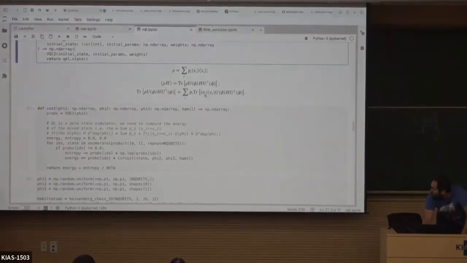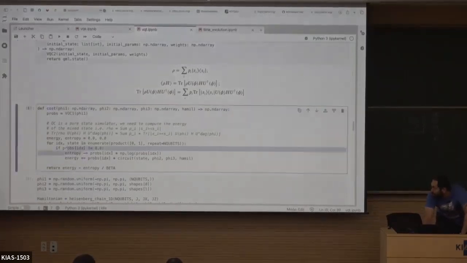SI defines the first variational circuit, okay? The probability is coming from the first variational circuit, and SI is all my different possible state results. As you can see over here, if the probability is not 0, I'm calculating the entropy with the function that I defined below, the Shannon entropy: probability times the log of the probability, with the minus sign in the beginning.